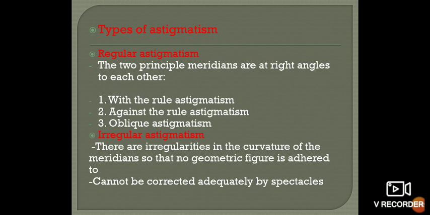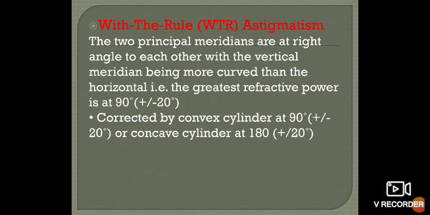And irregular astigmatism is when there is irregularity in the curvature of the meridian, so that no geometric figure is adhered to. Here the meridians are not perpendicular to each other. They subtend an angle other than 90 degrees. It is called irregular astigmatism, and usually it is not adequately corrected by spectacles. Regular astigmatism is again divided into different types: with the rule astigmatism, against the rule astigmatism, and oblique astigmatism. We will see one by one.